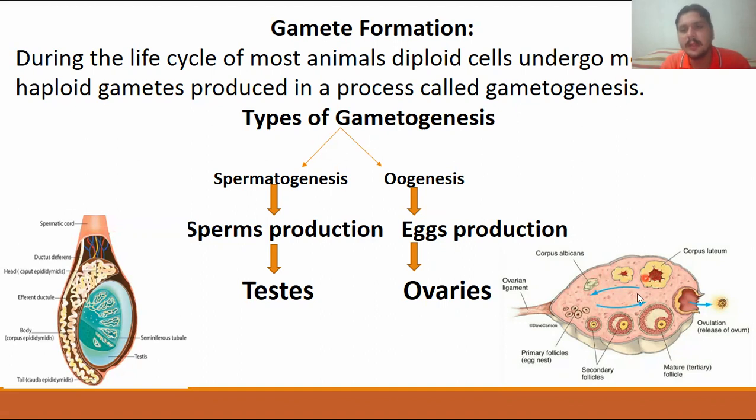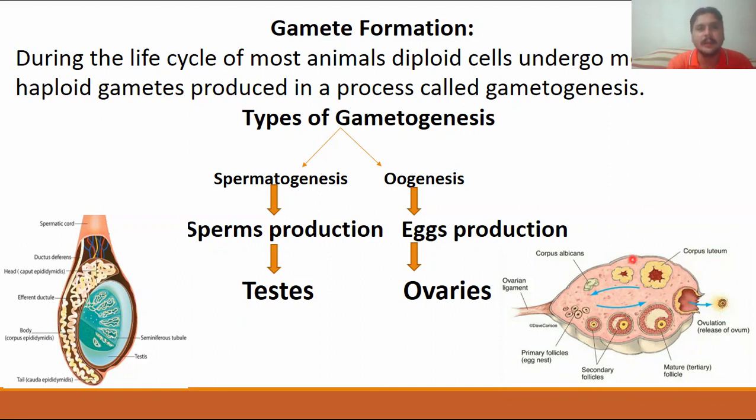So this one is the ovary, and there are two ovaries present in case of human females. The ovary consists of the ovarian ligament, through which it is attached with the female reproductive tract, and it produces many primary follicles. These primary follicles then develop into secondary follicles, then the mature follicle develops, and this is the process of ovulation, the release of the egg from the ovary. After ovulation, the follicle cells develop into the corpus luteum, which produces another hormone, progesterone.